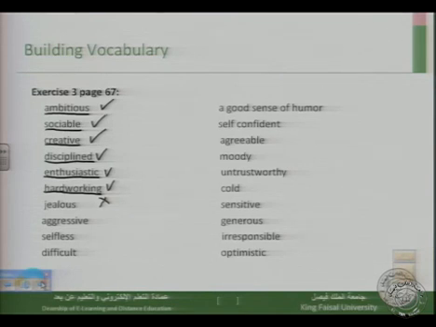The next adjective is aggressive. What does the word aggressive mean? So the word aggressive means that someone behaves in an angry way, as if he is going to fight. Angry and rude way. Okay. So this is not a good point. It's a negative point, or it's a negative adjective.